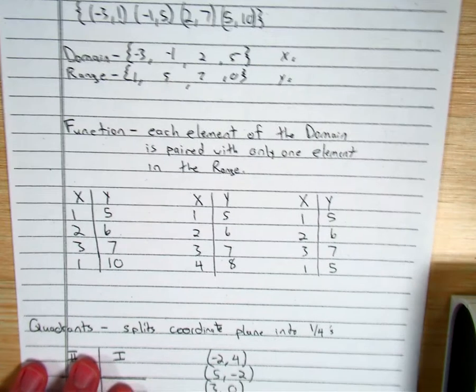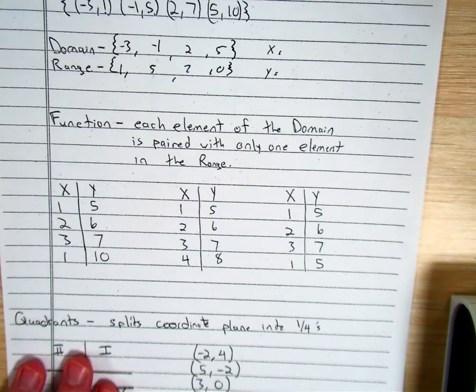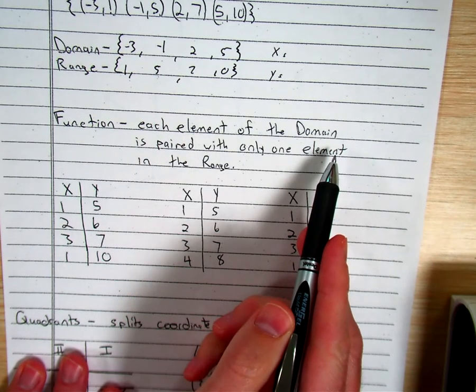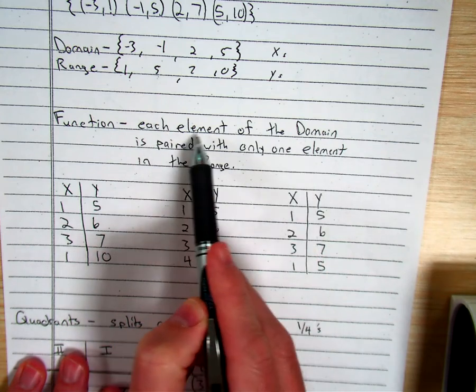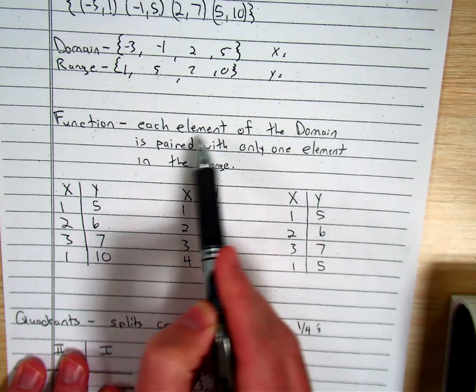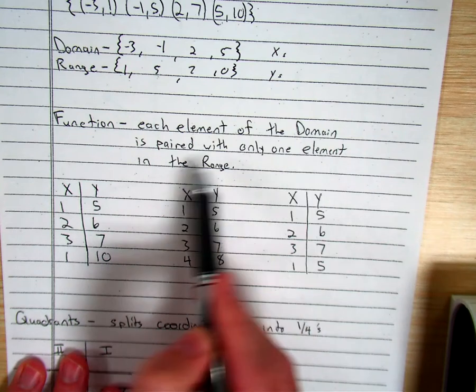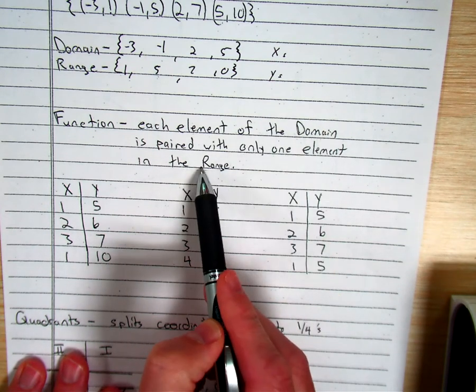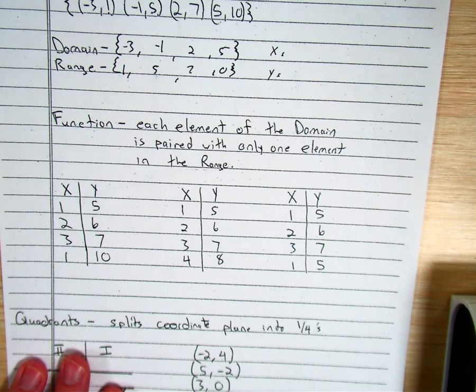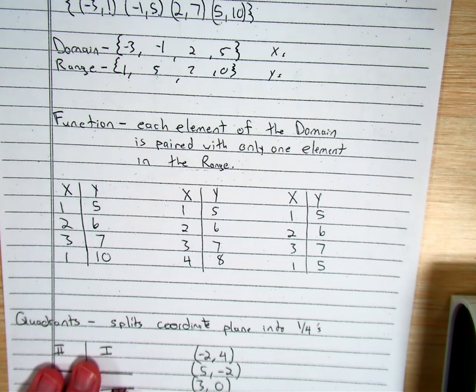A function, all right, that is when each element of the domain is paired with only one element in the range. So each element of the domain, those are my x's, so each x is paired with only one element in the range. Those are my y's. So each x is only going with one y. So that's the translation there from math words to normal person words: each x is only partnered up with one y. Okay?